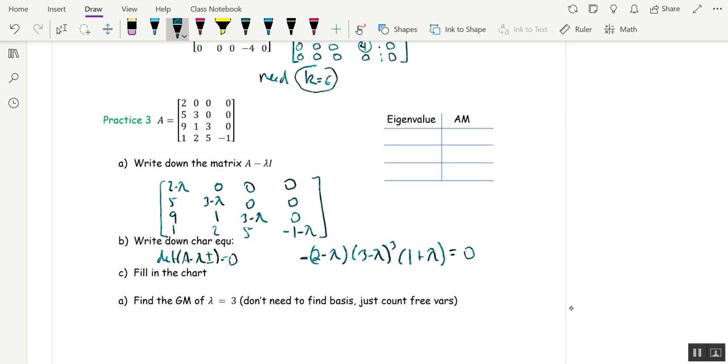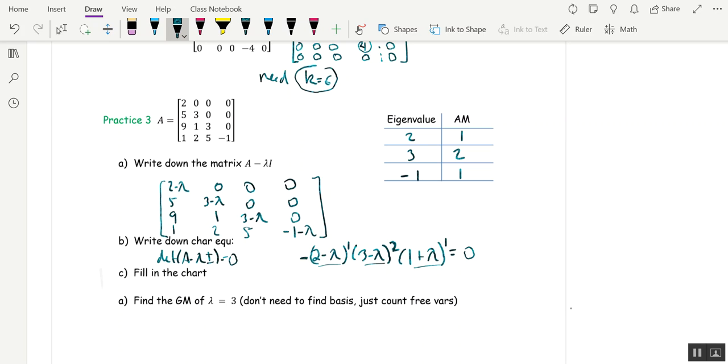The eigenvalues are 2, 3, and negative 1, because I need to set this equal to 0, that equal to 0, and that equal to 0. Algebraic multiplicities are going to be the exponents over each factor. So 1, this shouldn't be a 3, huh? This was 3 minus lambda squared, so that's a 2, and that's a 1.